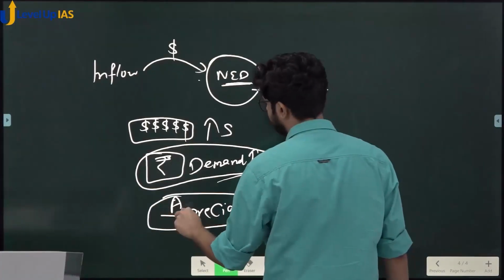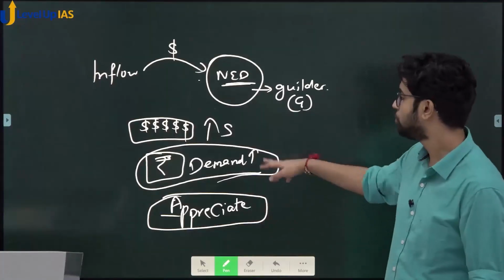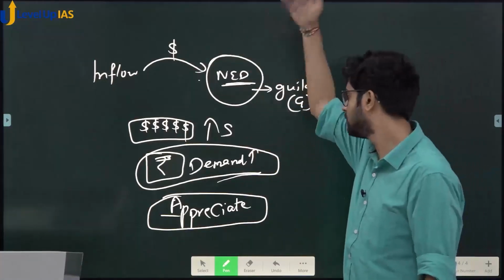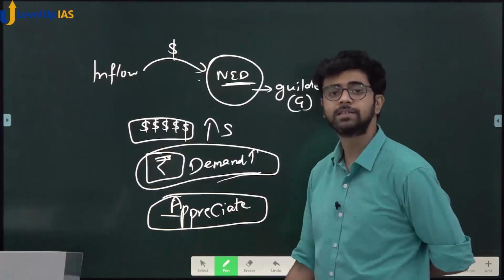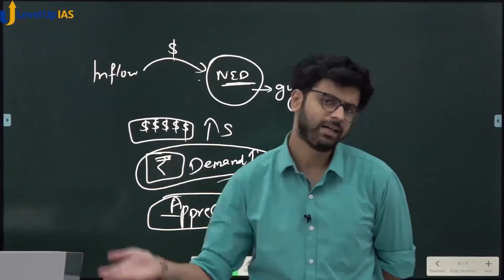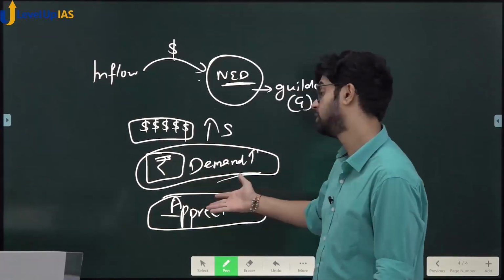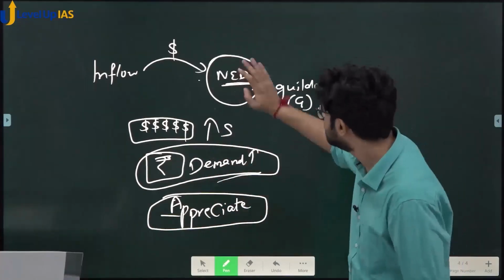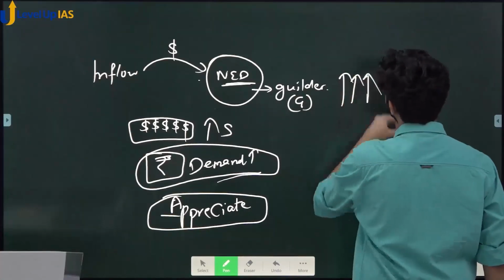Home currency will appreciate because home currency's demand is increasing and dollar supply is increasing. So the dollar's rate will go down. Supply is more, so the value of the dollar goes down. The value of the rupee goes up because it is in demand, and that is called appreciation. Same happened here. The guilder appreciated so much.